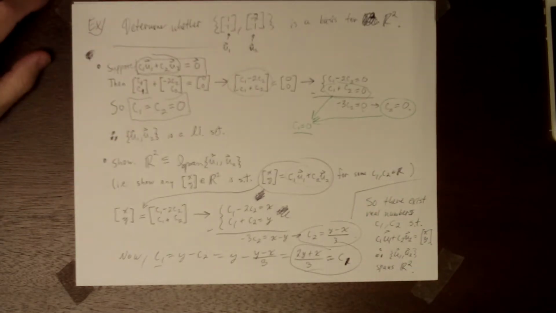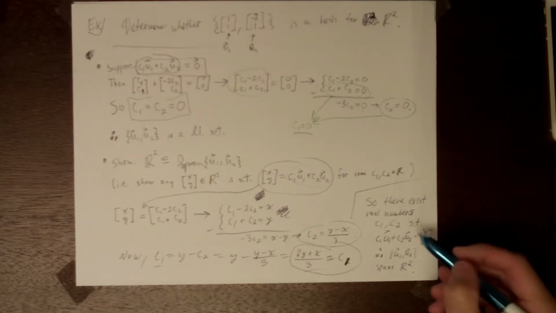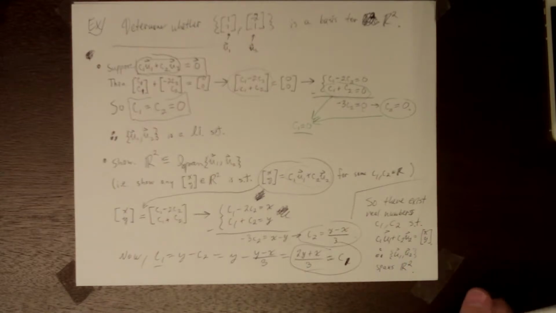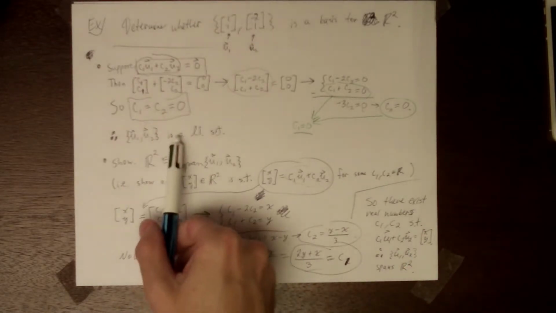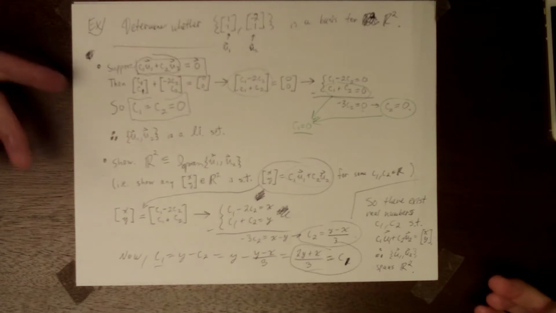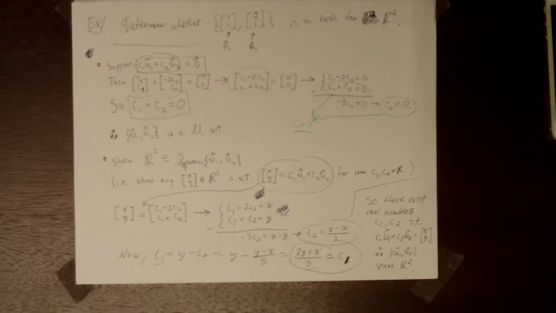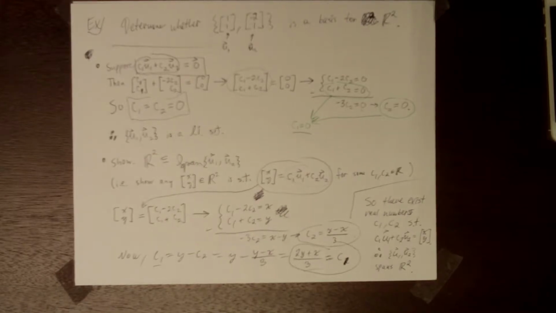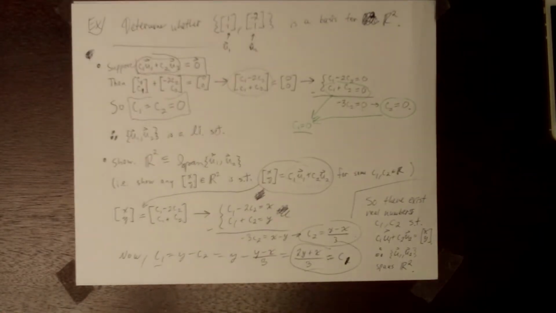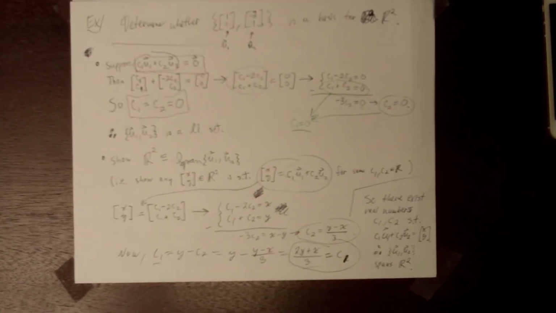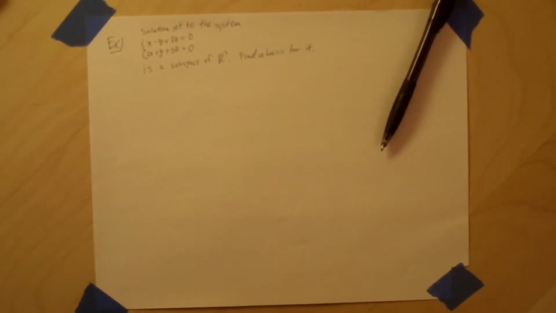I don't know if there's anything else I should write here. I'll just say it. We have that the set U1, U2 spans R2. It's also a linearly independent set. Therefore, by definition, it's a basis for R2. All right.